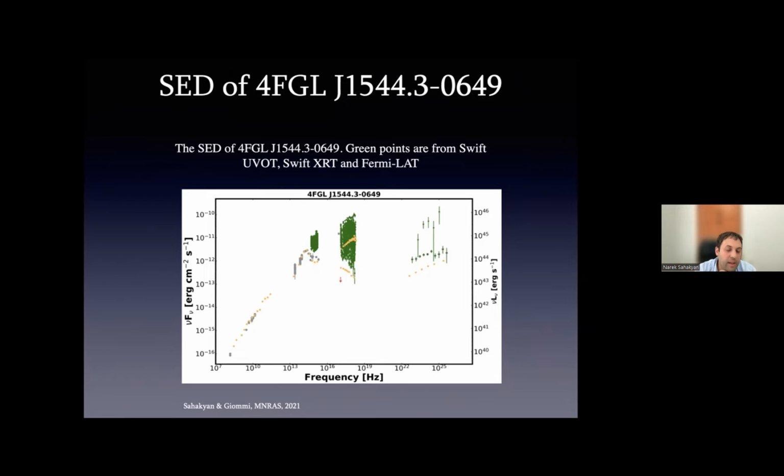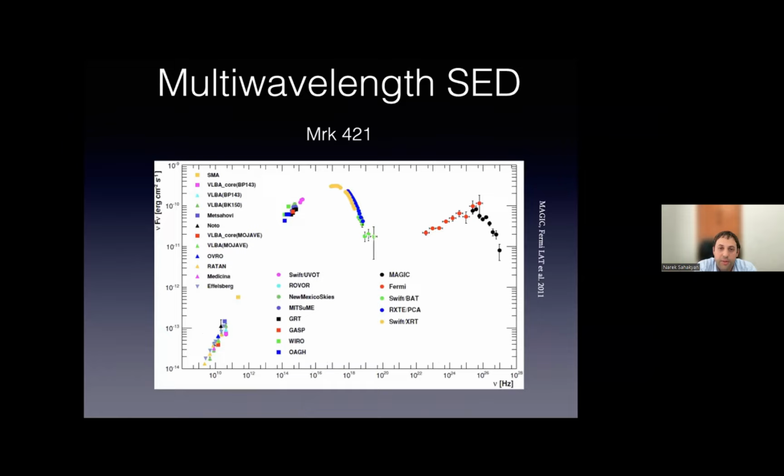About the origin of the emission from blazars, this is the typical spectral energy distribution of Mrk 421, which is a very well-known blazar. You see that it is observed with different instruments, shown here with different colors for the different measurements. And you see that this SED shows two peaks, one in the X-ray and another one in the MeV to GeV band.